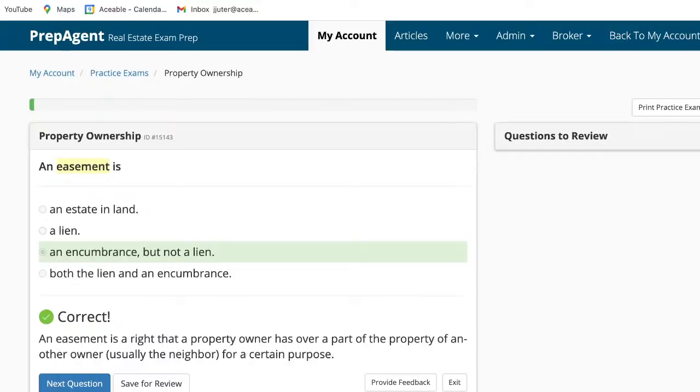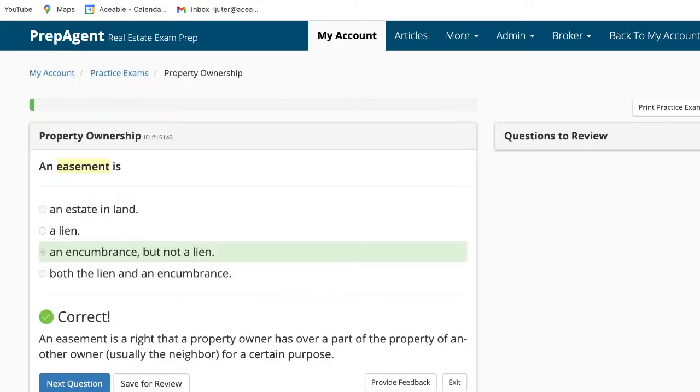Good job. Okay, an easement is an encumbrance. An encumbrance is anything that limits your ability to enjoy the property. Super important you know that to pass your real estate exam. Give me an example of an encumbrance other than an easement.